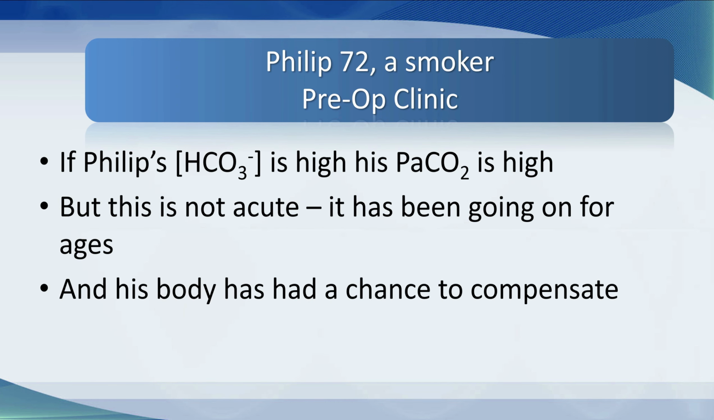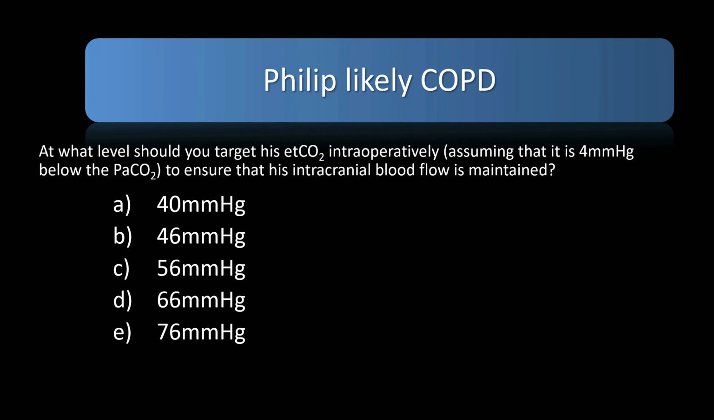So in Philip's case, the bicarbonate is high, and that means that his partial pressure of CO2 in his blood is high. And this is not acute. This is likely going on for ages because he's just rolled in off the street, and his body has had a chance to compensate. Now, Philip likely has COPD.